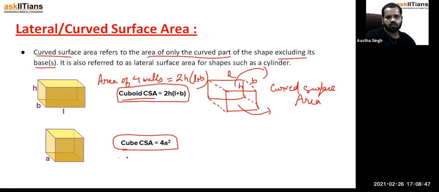If I talk about your total surface area, I think you all have studied it in your ninth standard. It is 6A square, because it has six faces. All faces add up because they have the same area. Why? Because it's a square, and one face has an area of A square. And in the case of the total surface area of your cuboid, your TSA, I think you all know the formula. TSA is equal to 2 times (LB plus BH plus HL).